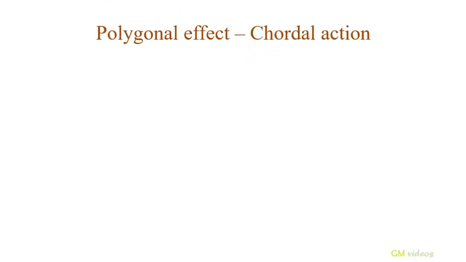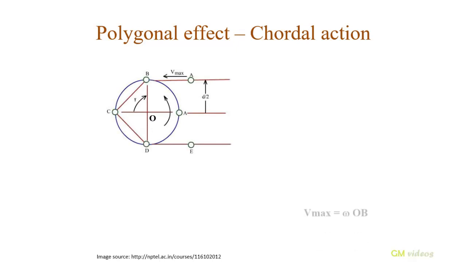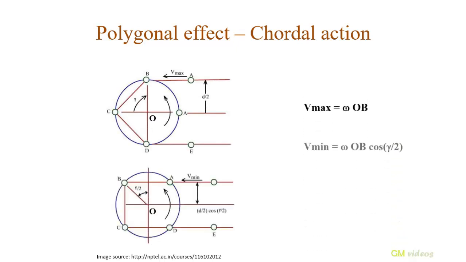Hi friends, welcome back. Let us now understand the polygonal effect or the chordal action. Polygonal effect or chordal action is, we observe that the linear velocity of a chain is never constant during motion. It keeps on varying between a minimum value and a maximum value. Let us understand why this happens.